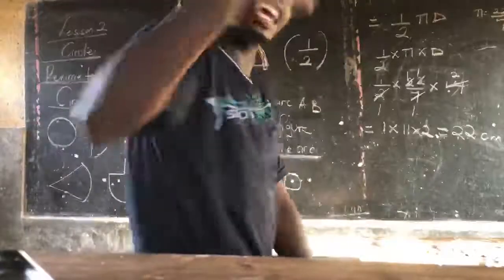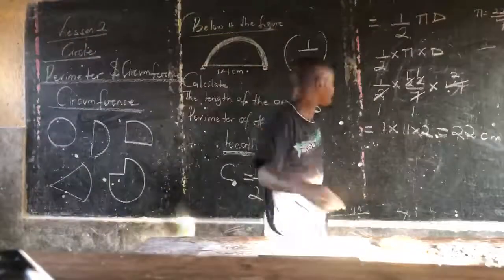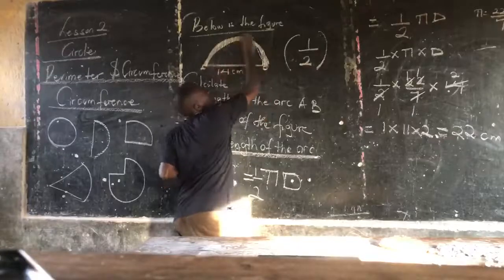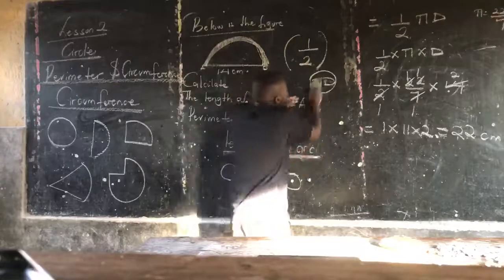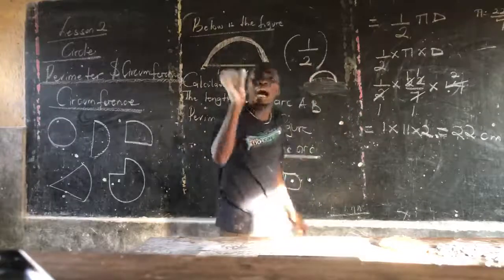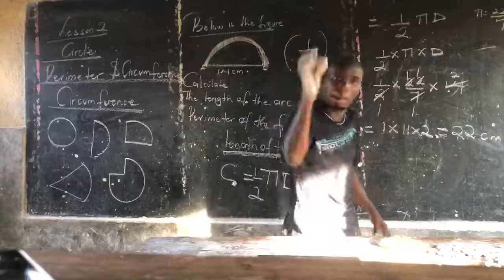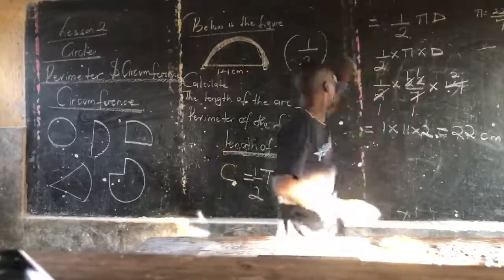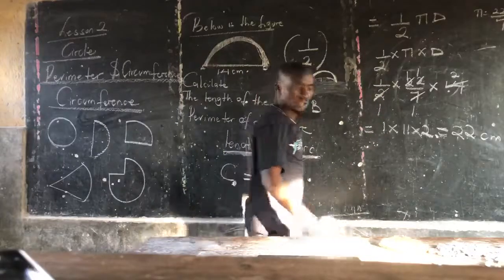Now to see the perimeter of your figure. The length of the arc is a half pi diameter. This is the circumference of a semicircle, because this one they call a semicircle. The length of the arc. So let me get out the perimeter.